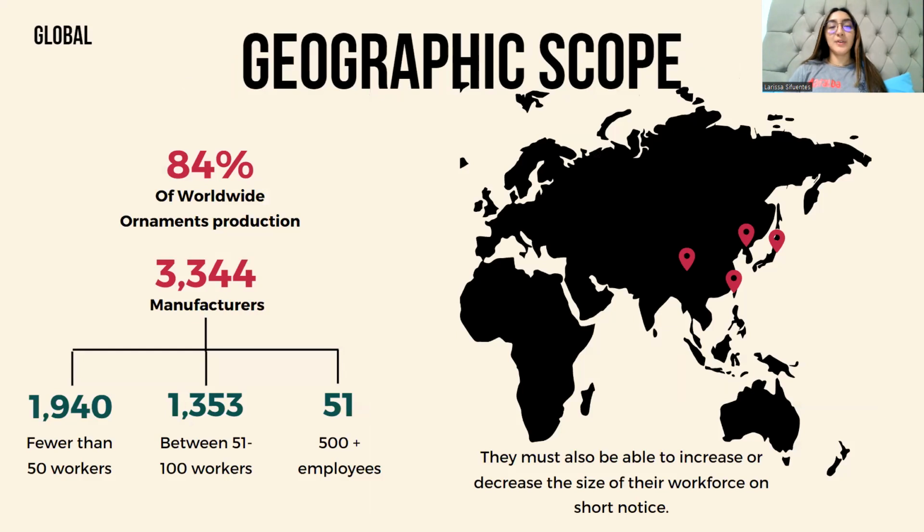Now, focusing on the geographical scope, we have these 4 main countries: China, Taiwan, Japan, and North Korea, which produce 84% of the worldwide ornaments. With approximately 3,000 manufacturers, we can say that more than half are small companies, as they have fewer than 50 workers. Another 40% are medium-sized manufacturers having between 51 to 100 workers, and very few have more than 500 employees.